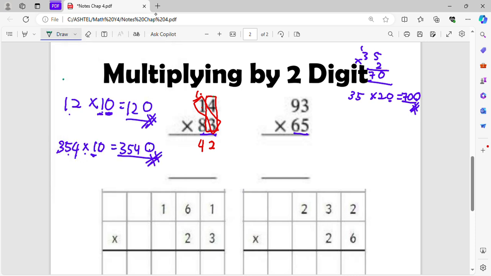It will be 4 multiplied by the 8 here. So 4 multiplied by 8, you will get 32. If 32, the number at the bottom should be 2, the number at the top would be 3. So how are you going to write this? You need to write it like this.